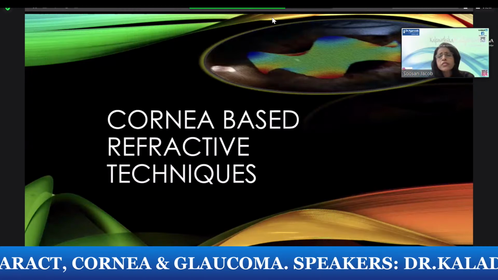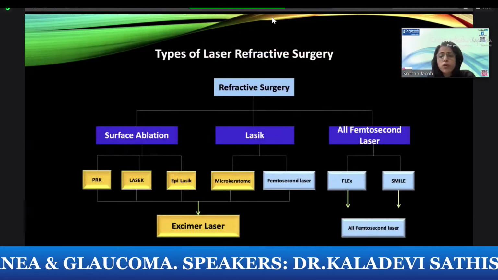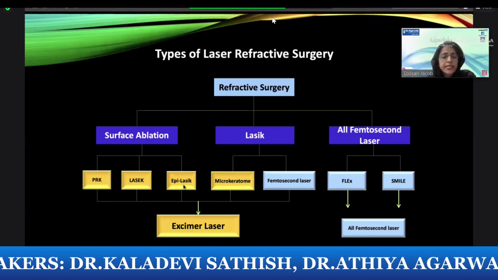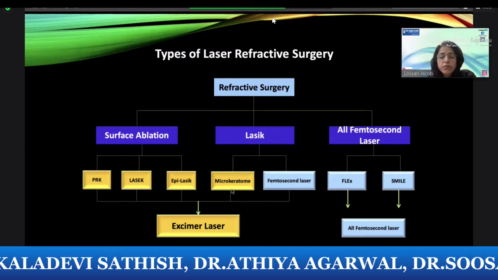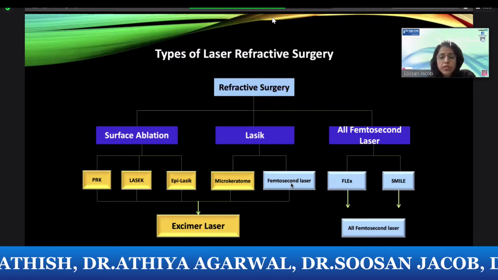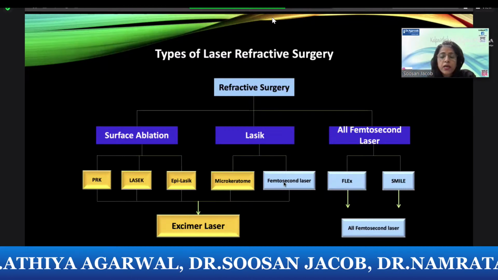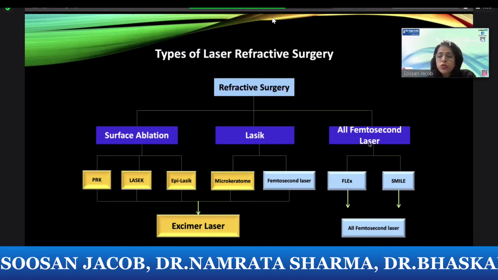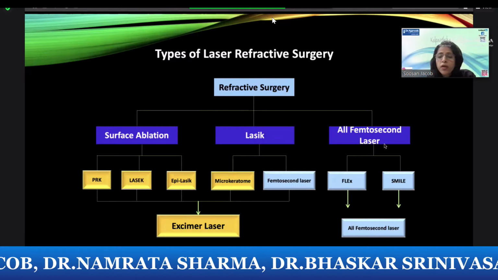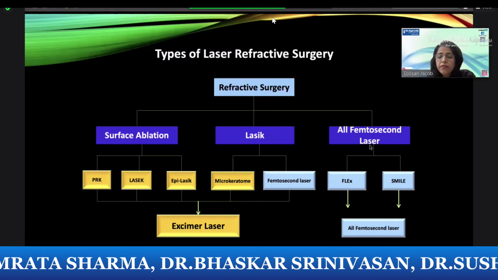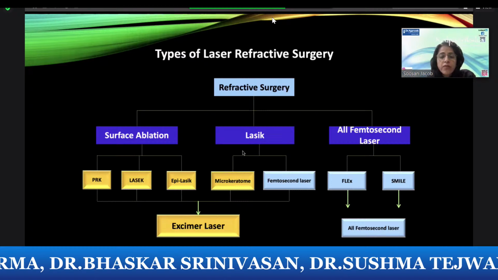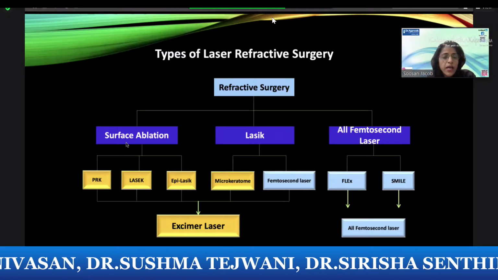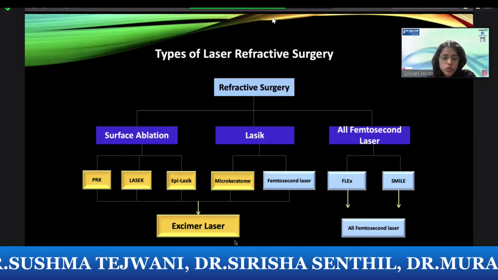So coming to cornea-based refractive techniques, because that's what we are going to discuss. As I already said, you have surface ablation, which includes PRK, LASIK, and epiLASIK. You have LASIK, which can be of two types, microkeratome and femtosecond laser, which denotes the way that the flap is created. You have all-femtosecond laser, which is basically FLEx and SMILE, where everything is done using only a femtosecond laser. Whereas in LASIK, once you make the flap, excimer laser is used to treat the refractive error. And of course, in surface ablation also, the excimer laser is used to treat the refractive error.